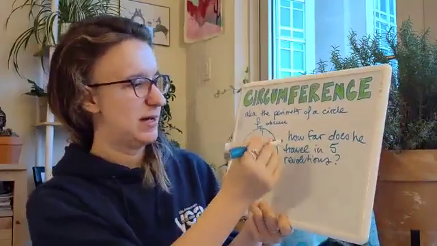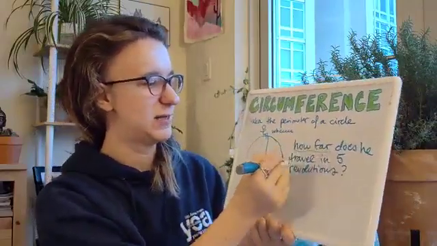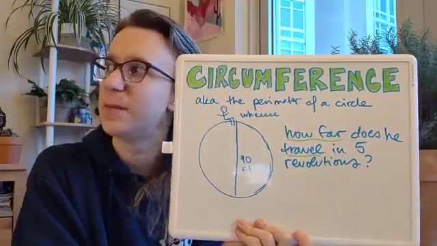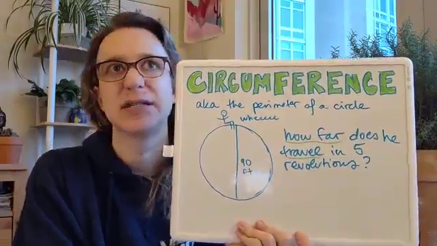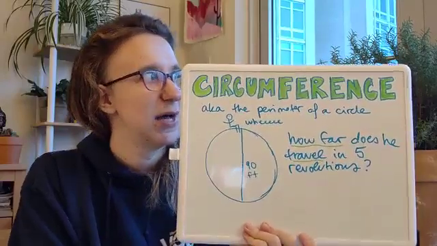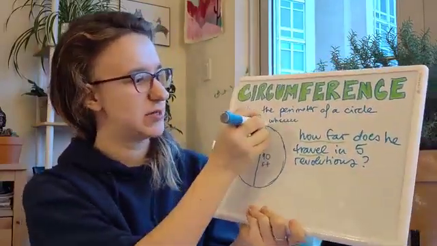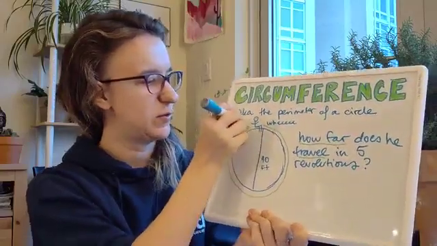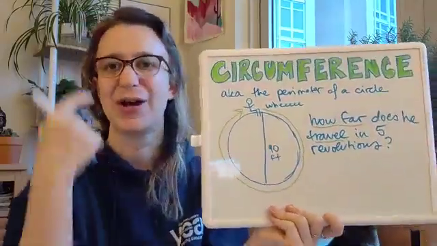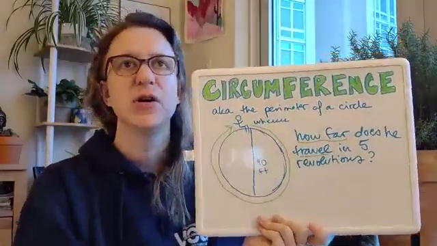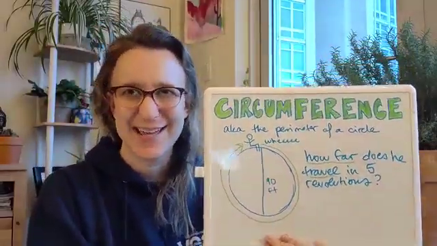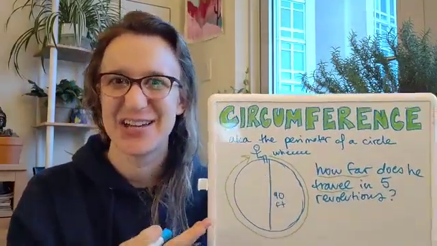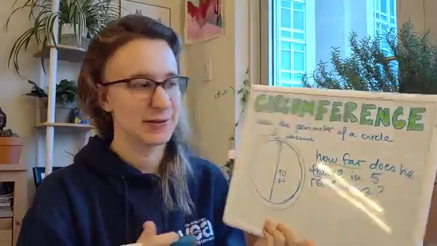Okay, how far does he travel? Well, when we think about this, he's on the top of a Ferris wheel, and he's probably going around in a circle, right? Has anybody been on a Ferris wheel? You're going around and around and around. Well, what is he doing? He's traveling the circumference of the circle. Does that make sense? Okay, so how far does he travel?